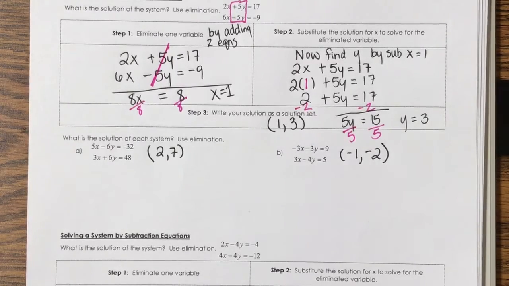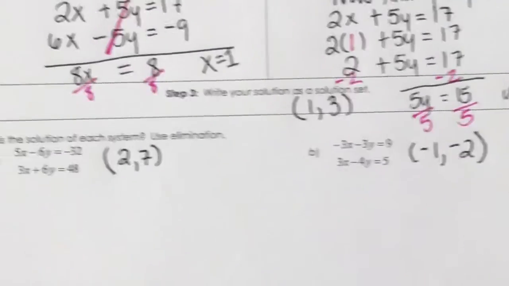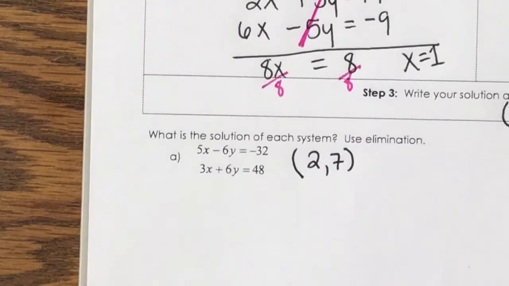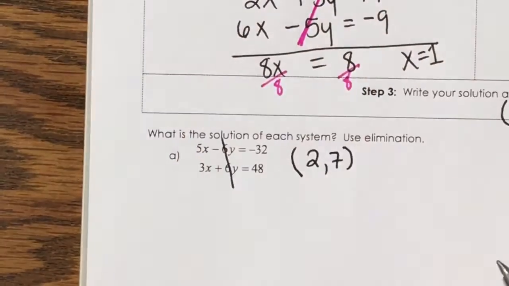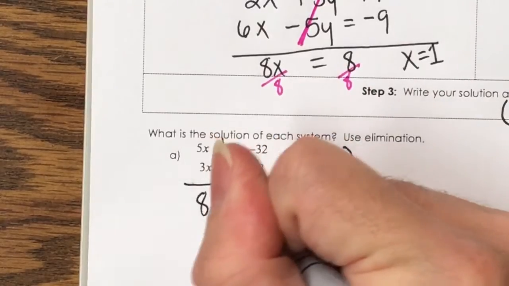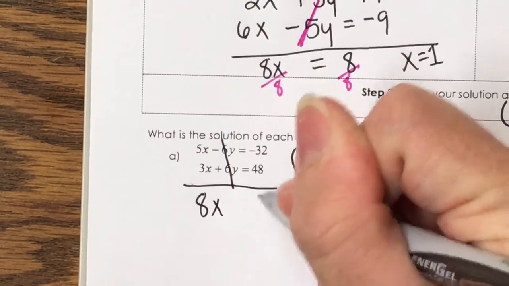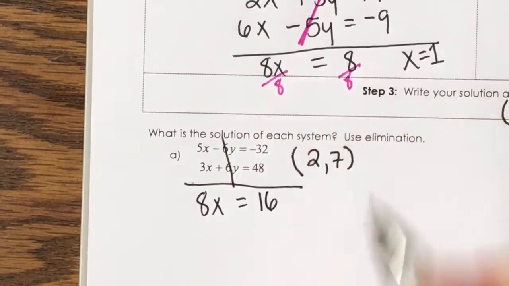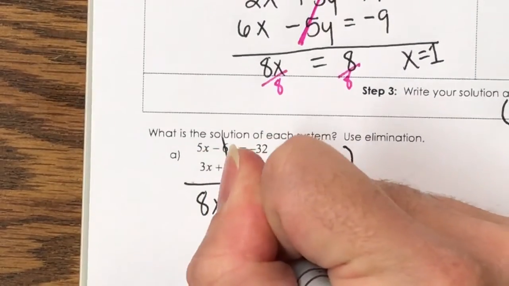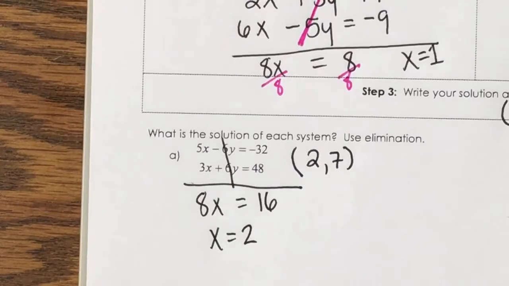So in A, hopefully you saw that, oh, hey, my y's are opposite. So my y's are going to cancel out. Okay, y's are gone. Add what you have left. So 5x and 3x add to 8x. -32 and 48 adds to 16. Oh, hey, 8 times 2 is 16. So x is 2. All right, you're halfway there.